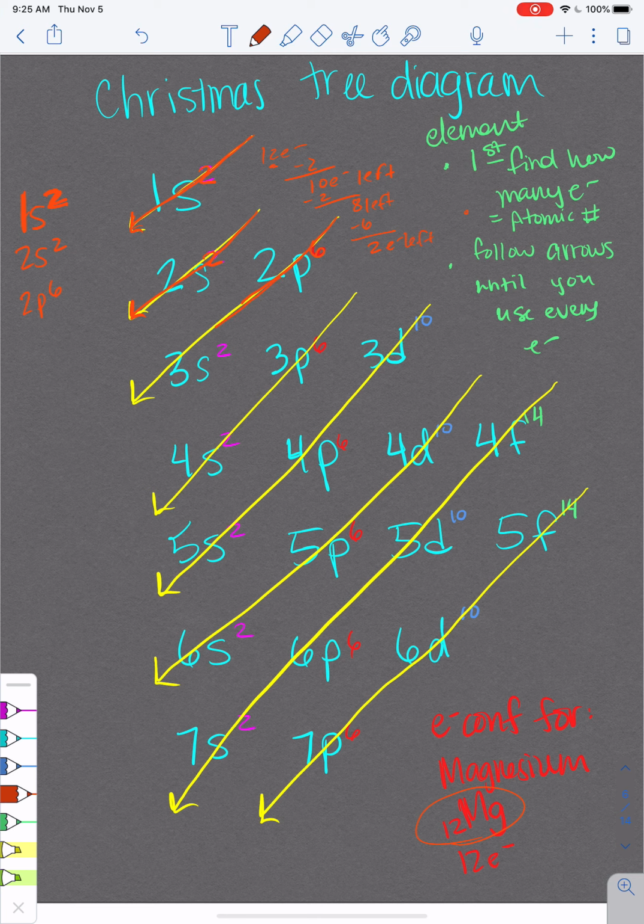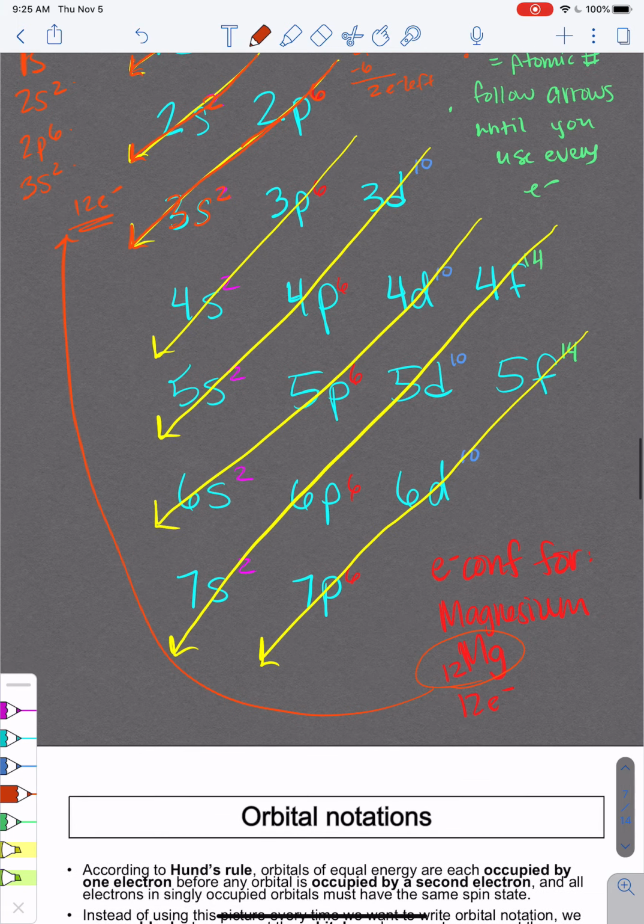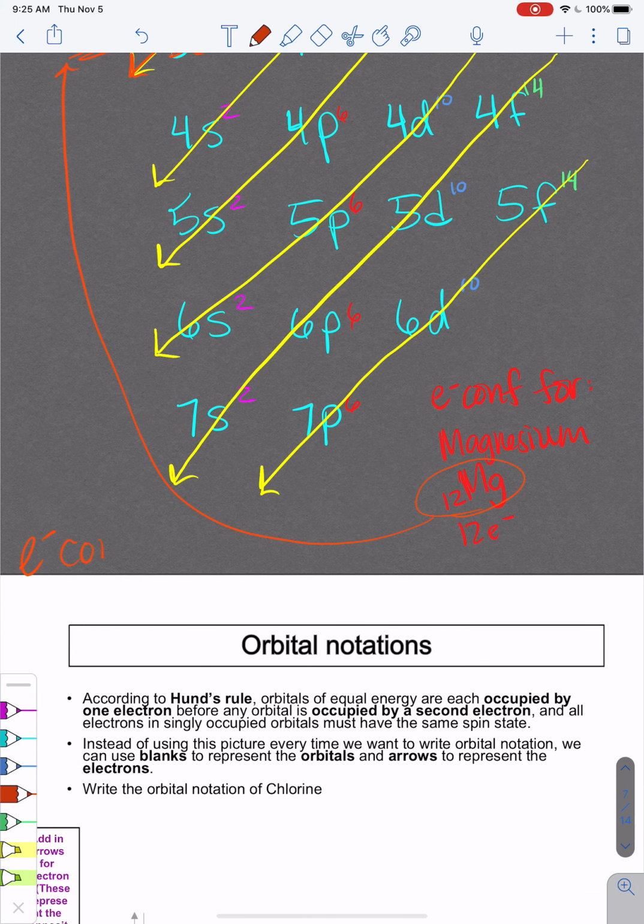We just keep following the arrow, and we go through 3s, and it can hold 2, so our next is 3s2. Then you want to look at these superscripts and add up the numbers. So 2 plus 2 is 4, plus 6 is 10, plus 2 is 12 electrons. So we know that we are doing the right one for magnesium because we got 12 electrons out. Your electron configuration for magnesium would be 1s2, 2s2, 2p6, 3s2.